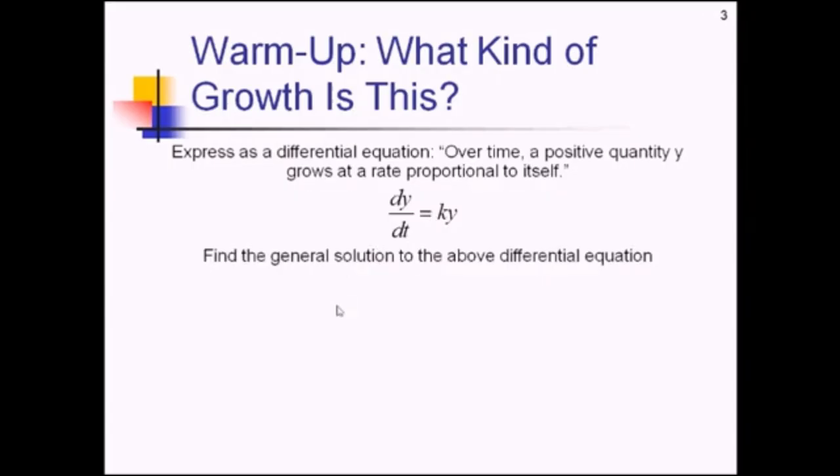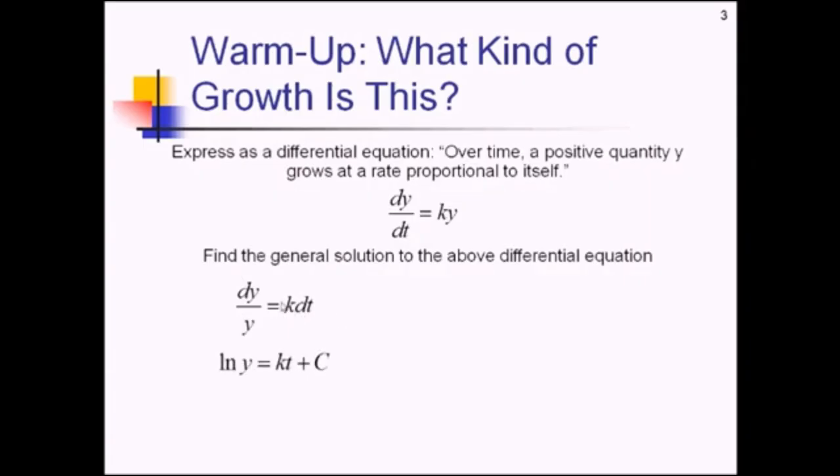So to do this, we need to do some separation of variables. We don't see any t's out here, but we can at least divide both sides by y to get that with the dy. And then this dt, let's put it over here on the right side to go with the k. Taking the antiderivative, that's going to be ln y equals kt plus C.